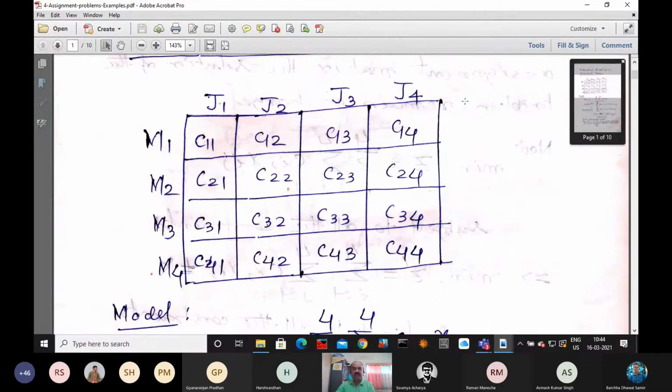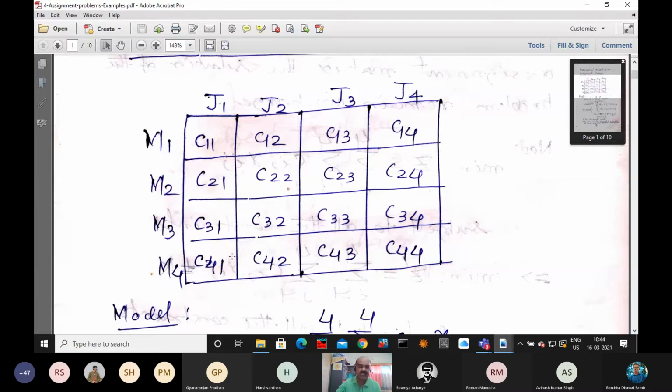Similarly, if you subtract a constant from the second row of the assignment matrix, C21, C22, C23, C24, let me say I am subtracting the constant k1 from each of the elements: C21 minus k1, C22 minus k1, C23 minus k1, C24 minus k1. If you are subtracting the same constant from all, what is happening? The optimal solution is not changing. We have to prove that, and the minimum value is reduced.